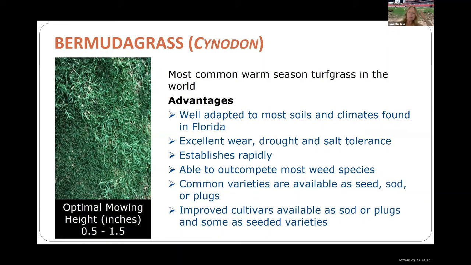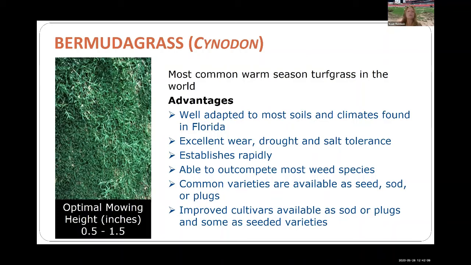Okay, so looking at some of the different types of turf grasses, Bermuda grass is the most common warm season turf grass in the world. It is well adapted to a lot of different environments and climates, and to Florida soil. It's excellent in wear, drought, and salt tolerance. It establishes rapidly and is able to outcompete most weed species, and it'll outcompete St. Augustine grass too. We have a lot of issues with folks who bought homes on golf courses and put St. Augustine in the lawn, but it butts up against Bermuda grass, and that Bermuda grass eventually starts creeping into the lawn and taking over.